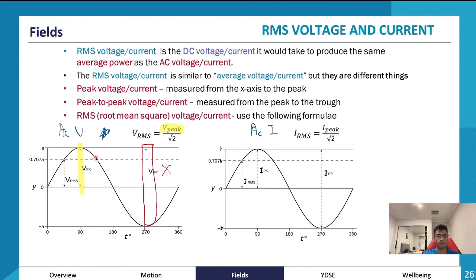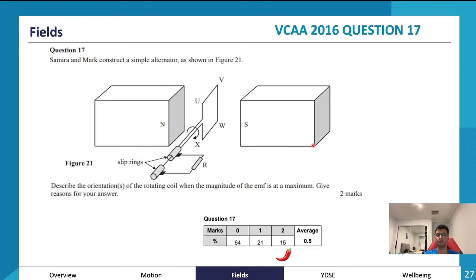So peak is just the distance from here to here. Divide that by root 2. That gives you your RMS, and that is the same as the current. Hopefully this is coming back to you. So this brings us to this question, which, as you can see below, only 15% got it. 15% of students actually got full marks, where about 85% of students did not get this question correct.